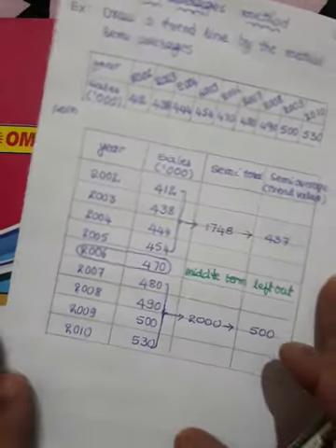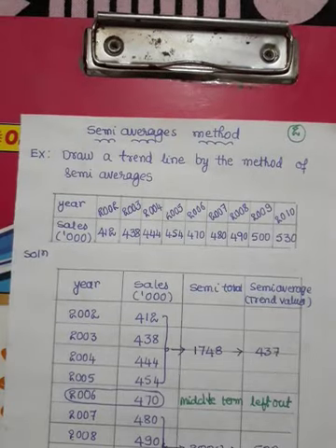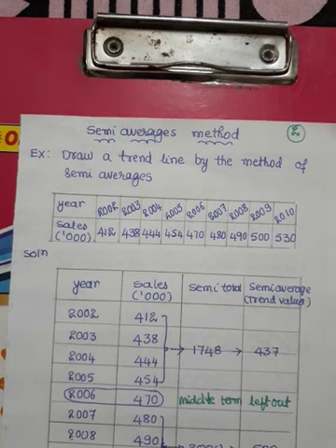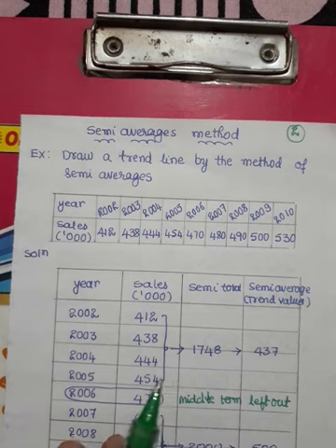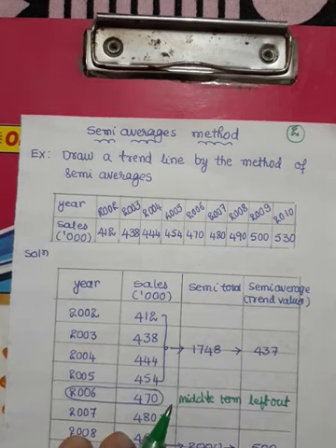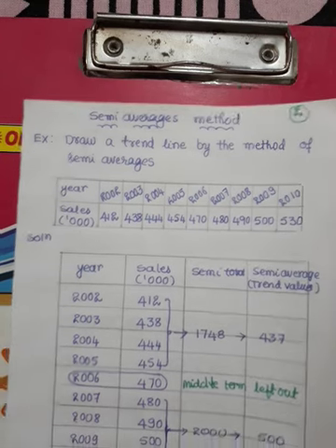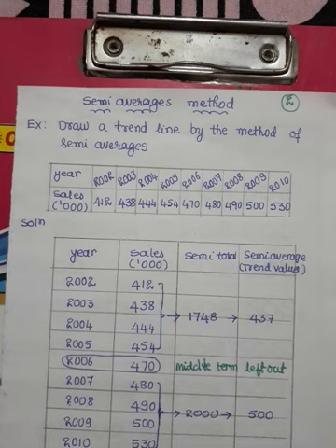Now let me go to the second method of measuring secular trend, that is the semi-averages method. Semi means half, isn't it? Here the time series data is to be divided into exactly 2 halves. If there are 6 years, we break into 2 parts: first 3 years, next 3 years. If there are 8 years, we split into first 4 years and next 4 years.